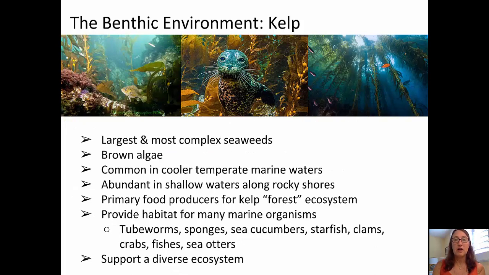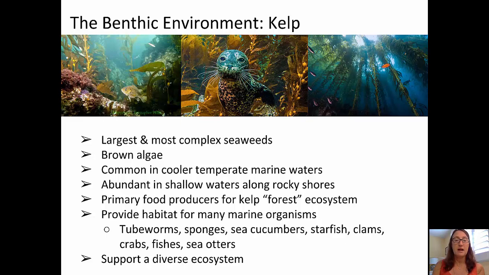Moving on to the third benthic environment, which is the kelp forest. Kelp is the largest and most complex of the seaweeds. It's a brown algae, and it's typically found in cooler, temperate marine waters. It's abundant in shallow waters along rocky shorelines, such as the shorelines of the western coast of North America. And it is a primary food producer for the kelp forest ecosystem.